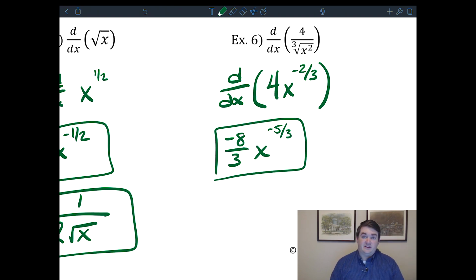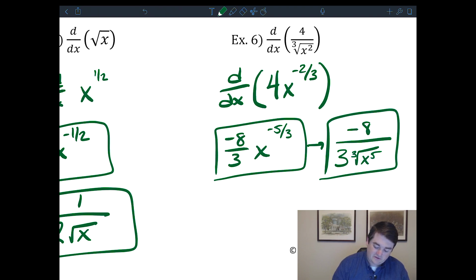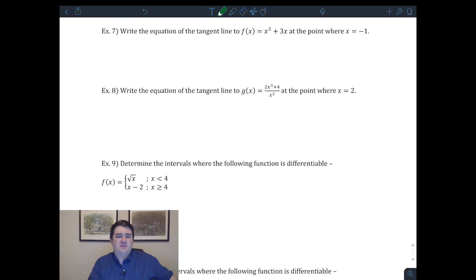Okay. And that answer is fine like that, but make sure you know how to simplify it. I can also write this as negative 8 over 3 cube roots of x to the 5th. Both are good. Next up, example 7. Write the equation of the tangent line and stop right there. Before you read anything else, as soon as you see equation of the tangent line, did you think point and slope? Because you should. That's immediately what you're going to think anytime you see the words tangent line.